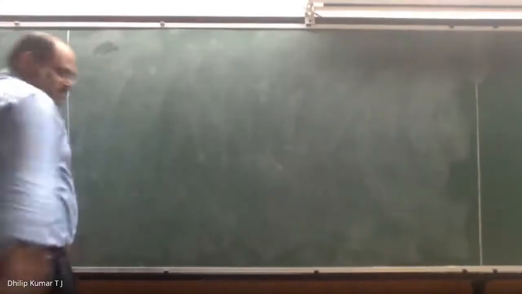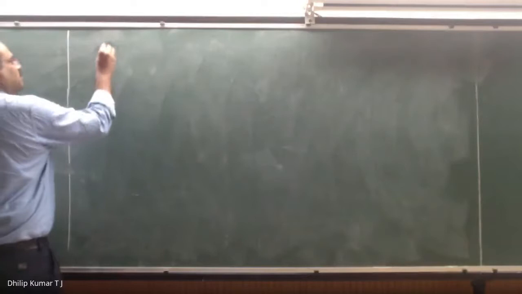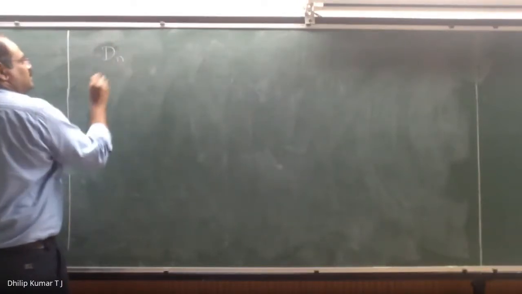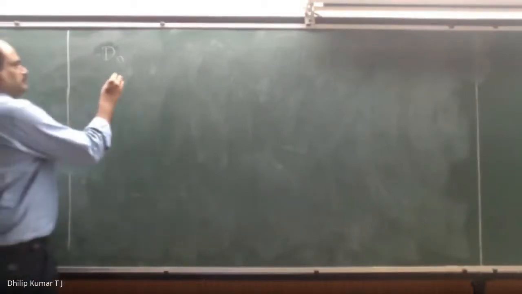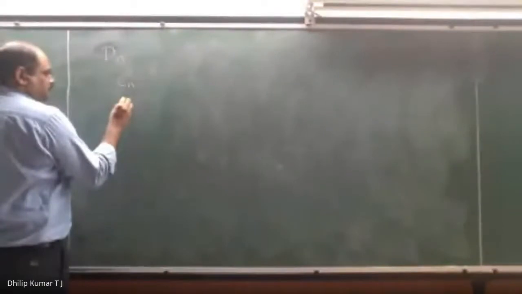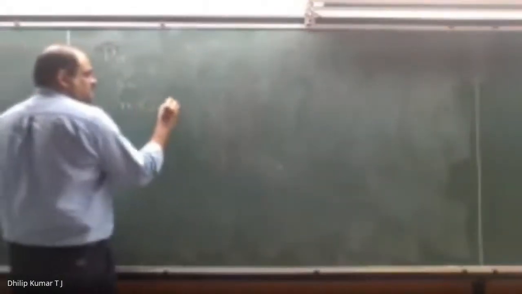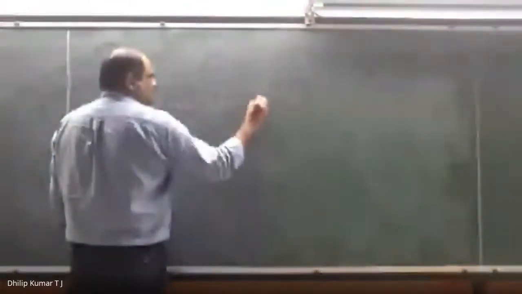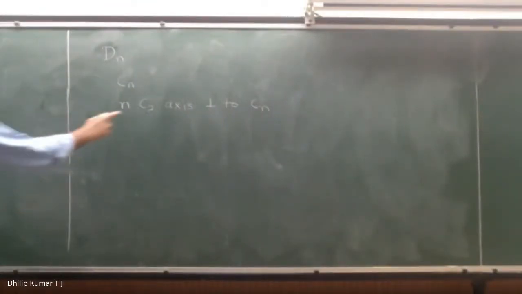Okay, so I think last class we were talking about Dn groups. It started with the Dn. Dn means it will have Cn and then n times C2 axes perpendicular to Cn. So that is the primary requirement. That should be n times C2 axes of symmetry, which are perpendicular to the Cn symmetry.